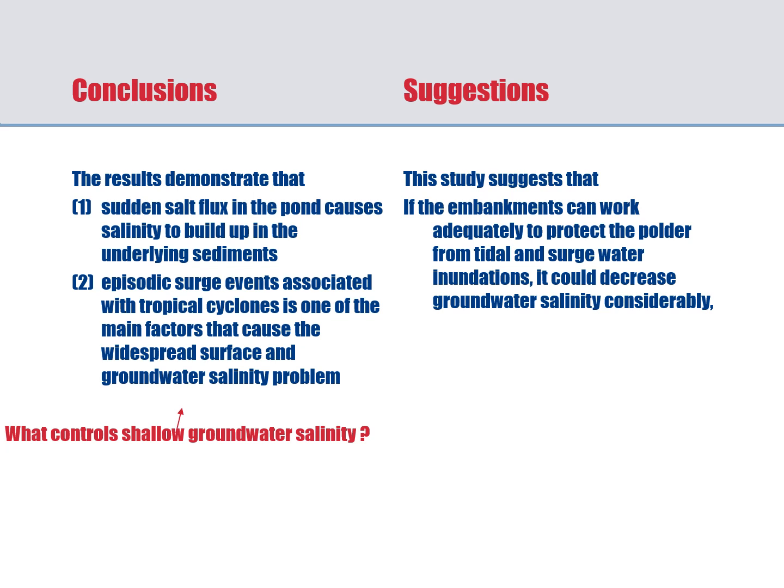So to sum up, this result demonstrates that the salt flux in the pond causes salinity to build up in underlying sediments, and the surge events associated with tropical cyclones might be a main factor that causes the widespread surface and groundwater salinity problem, which answers what controls shallow groundwater salinity. And we also suggest that if the embankment can work adequately to protect the polder from tidal and surge water inundation, it might decrease the groundwater salinity considerably.